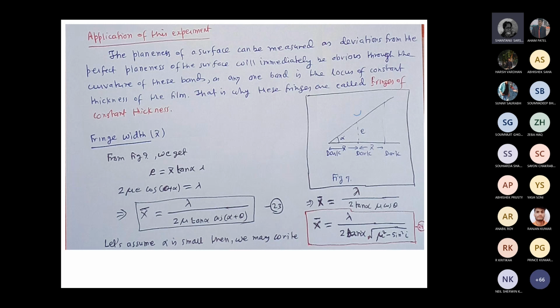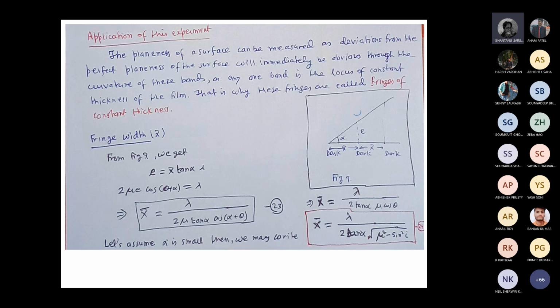So E is equal to X bar tan alpha, and we know 2 mu cos(theta plus alpha) must be lambda. We combine these two, then you get the equation that X bar is lambda by 2 mu tan alpha cos(theta plus alpha), or X bar is equal to lambda by 2 tan alpha root over (mu square minus sine square i). Because mu cos(theta plus alpha) can be written as nearly mu cos theta, if we take the wedge angle to be very small. And sine i by sine theta is mu, so if you apply that, it becomes root over (mu square minus sine square i).